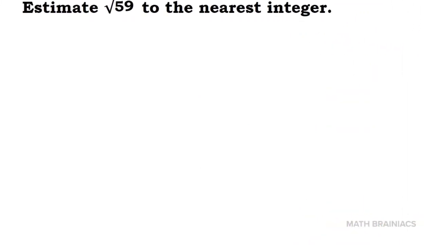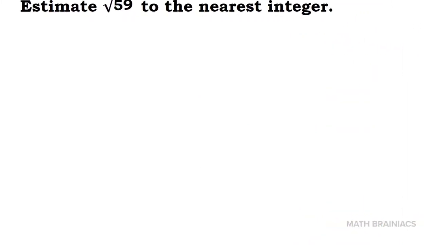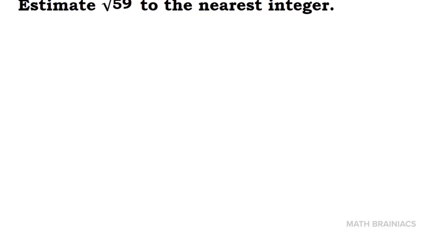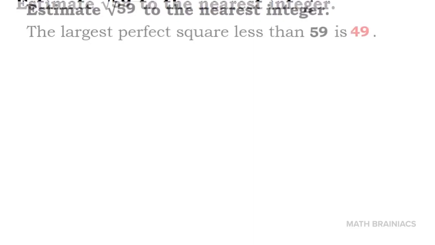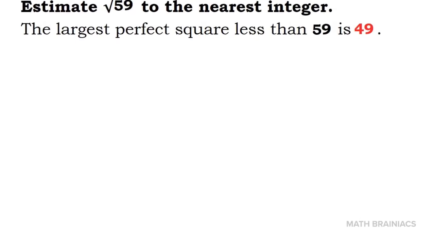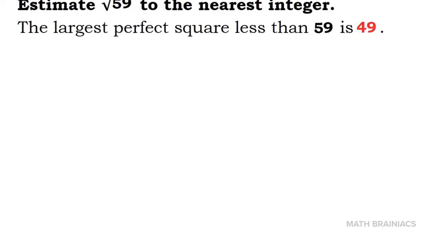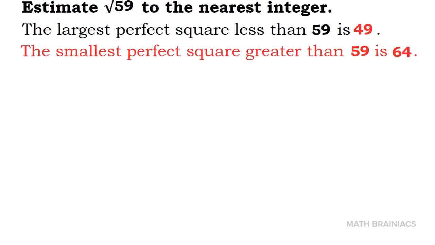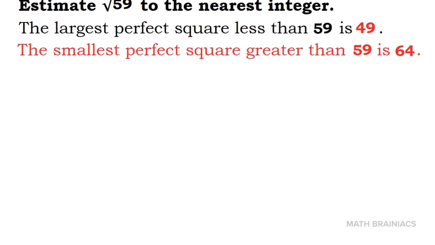Let us work on another example so that you can understand it well. Estimate the square root of 59 to the nearest integer. The largest perfect square less than 59 is 49. And the smallest perfect square greater than 59 is 64.